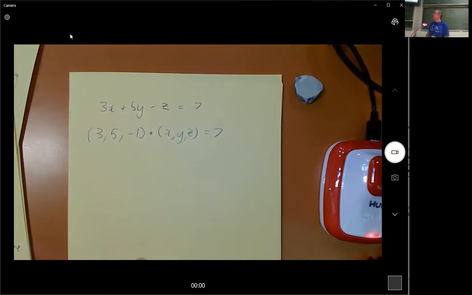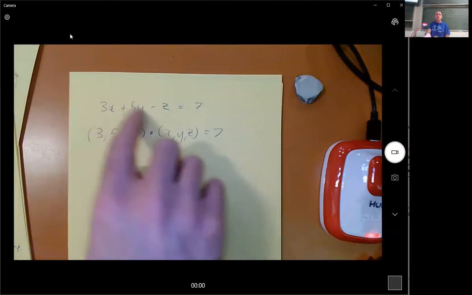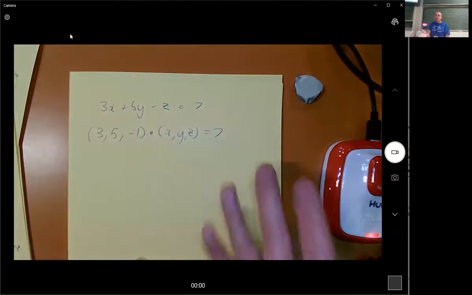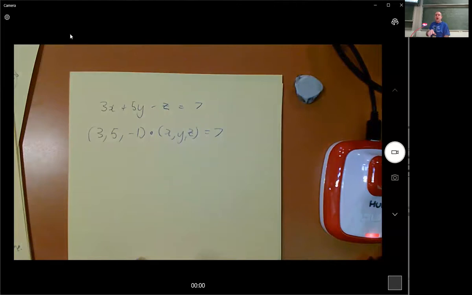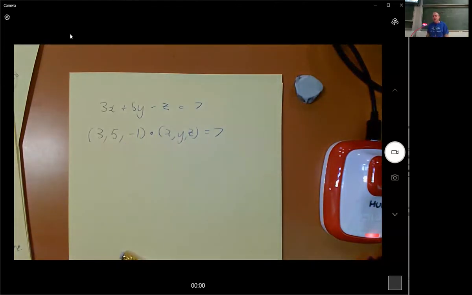It tells you how to check if a point is on the plane, and a point is on the plane if it satisfies this equation. If you sub the coordinates in and it comes out to the answer 7, it's on the plane. If you sub them in and it comes out to something other than 7, it's not on the plane. But I can rewrite that as a dot product between 2 vectors, which is kind of cool.